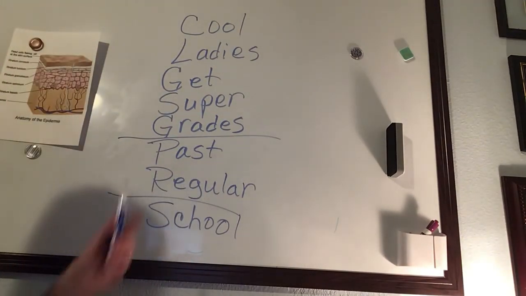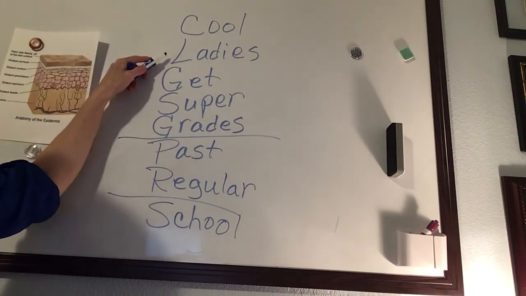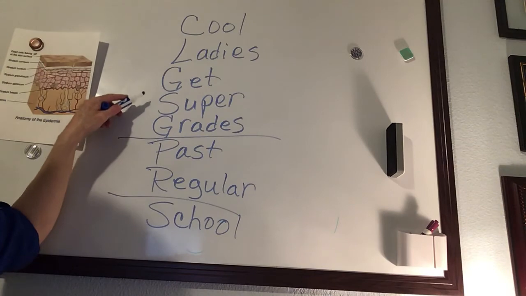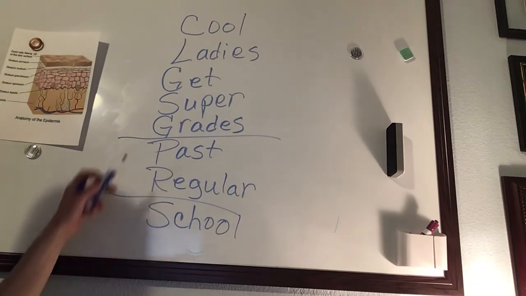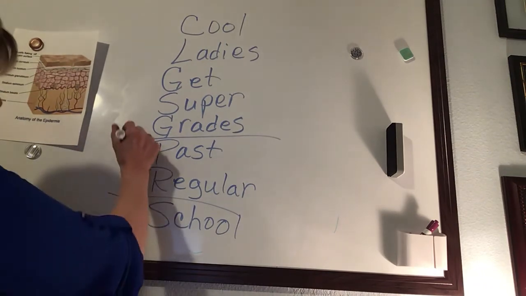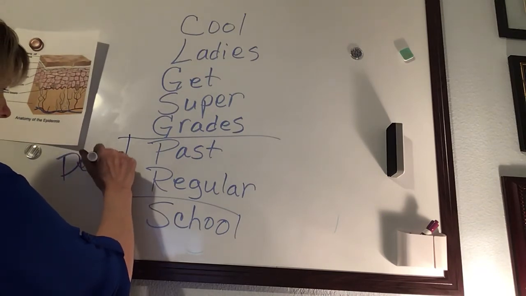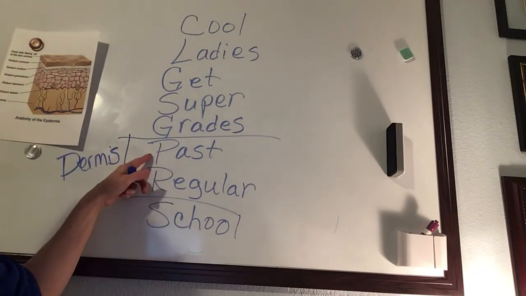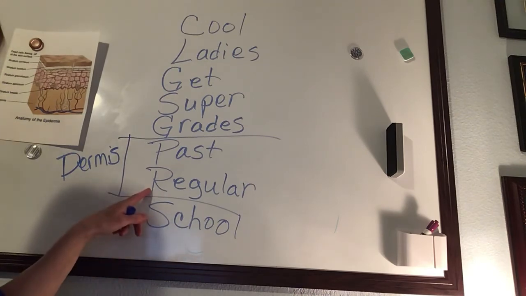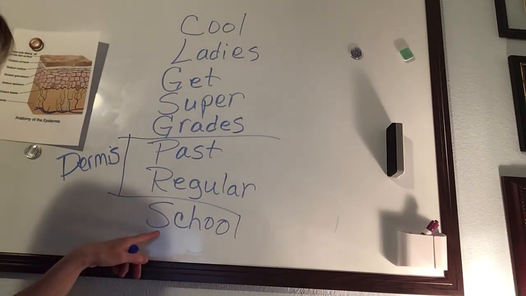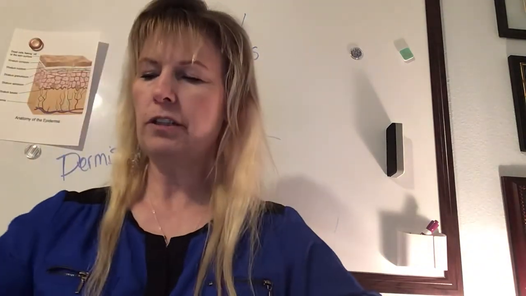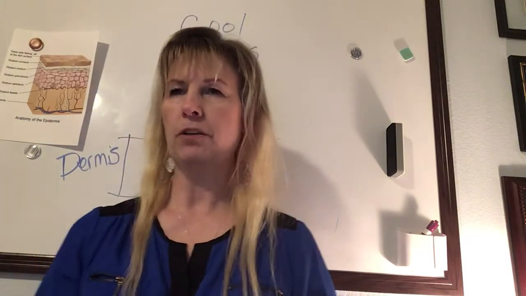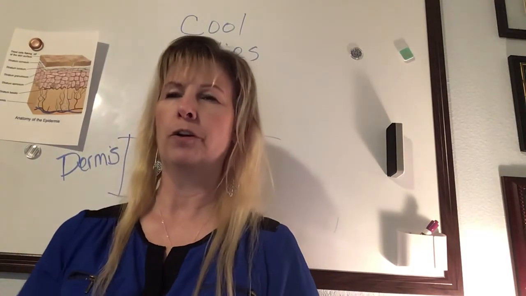Hopefully that helps you. What it is: the stratum corneum, stratum lucidum, stratum granulosum, stratum spinosum, stratum germinativum, or the basal layer. Then we go into the dermis here. This is the dermis. The papillary rhymes with capillary. Reticular is particular because collagen and elastin reside there. And then S, school, for the subcutaneous layer. So those are all the layers of the epidermis, the dermis, and the hypodermis.